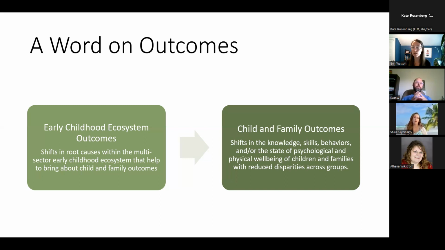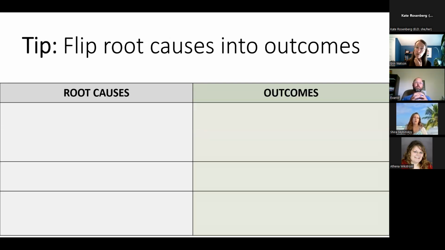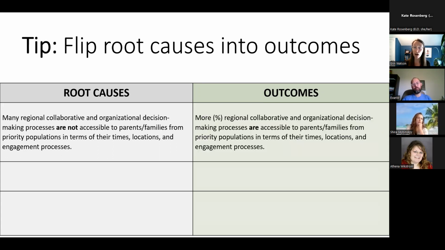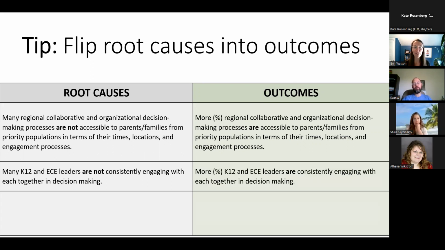So there's two types. A trick for doing the ecosystem outcomes is you flip your root causes into outcomes. So let's say you have a root cause. Many of you had something like this. Many decision-making processes aren't accessible to parents and families. So if that's the root cause, that's what's not working. The outcome is more of those processes are accessible. You can track. Is there a change there? Here's another one. Many K-12 and ECE leaders are not consistently engaging together. What do you think the outcome is? Boom, they are engaging together. It's measurable. You can actually track this.